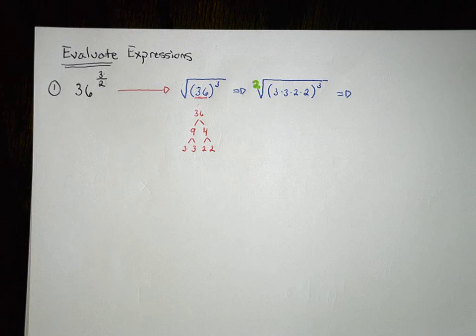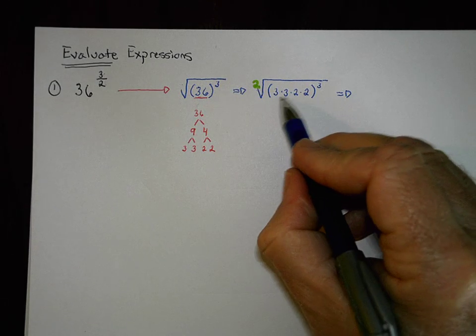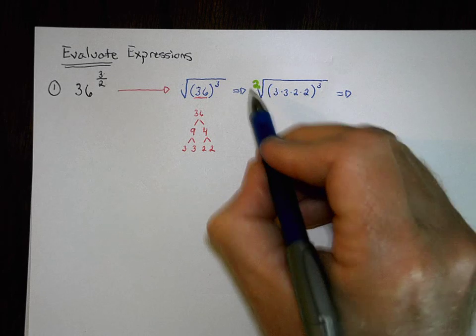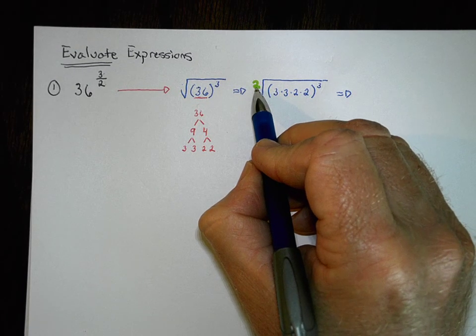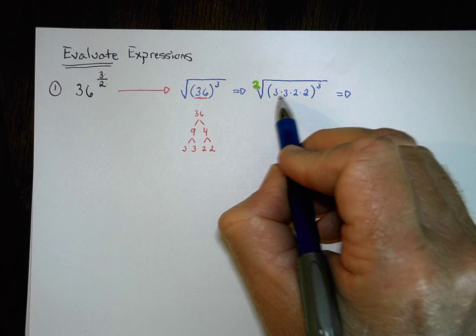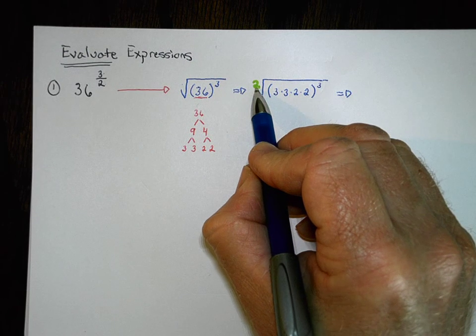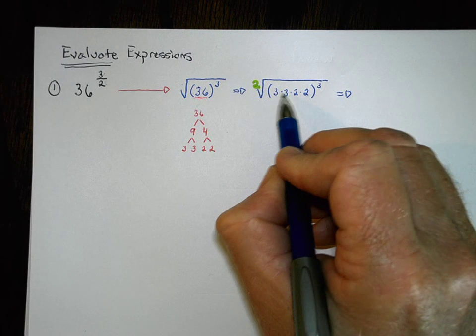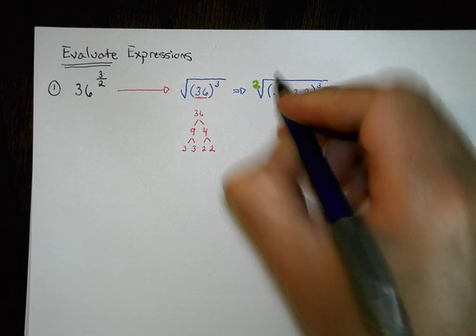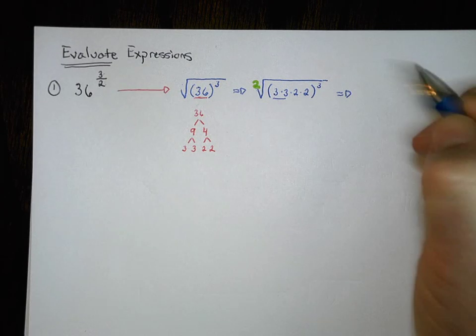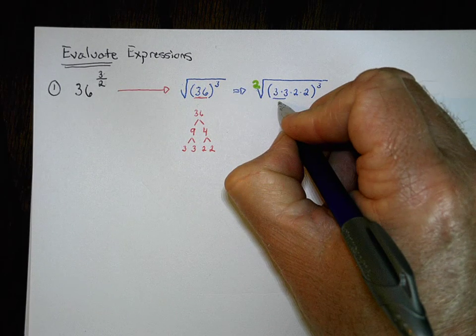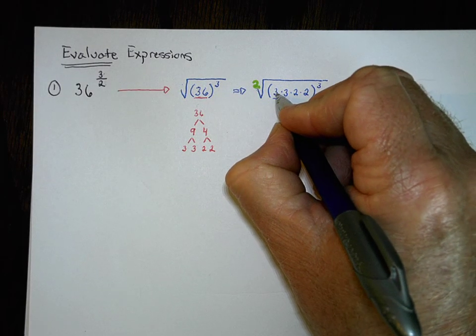What this means is that to simplify this radical, I need to find identical pairs of numbers. The index of 2 is saying that to simplify, you have to have an identical pair of numbers, and you can see I have an identical pair of 3's. So what happens when you have an identical pair of 3's inside a radical where the index is 2?